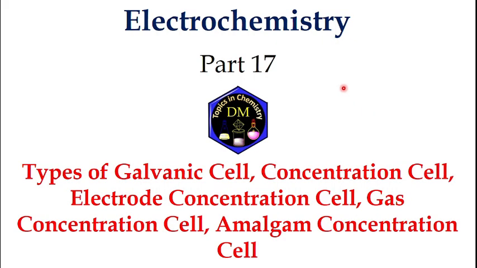Hello everyone. Today I am going to discuss part 17 lecture of electrochemistry, and the following topics will be discussed in this lecture. The topics are types of galvanic cell, concentration cell and its types, electrode concentration cell, gas concentration cell and amalgam concentration cell.